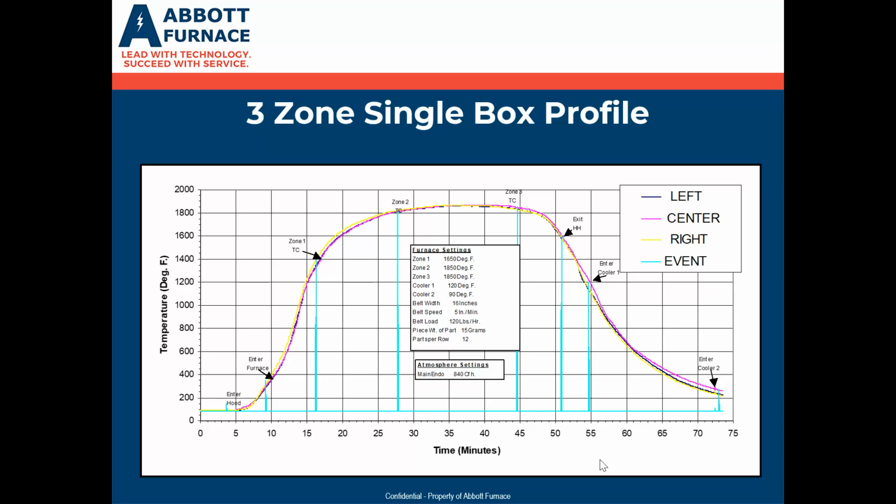So this one here is showing just a simple 3-zone single box. You can see as your thermocouples go in at your hood, the temperature gradually increases to whatever your temperature was in your high heat box. Then it comes back down and out of the cooling. That's just a basic one box profile.